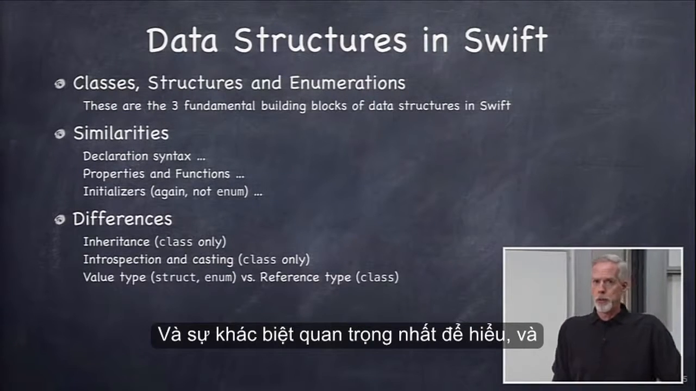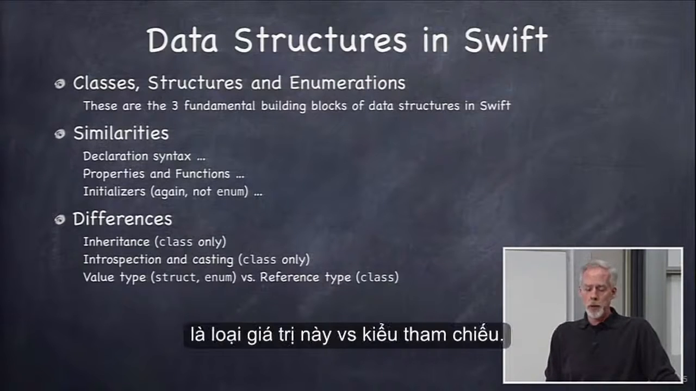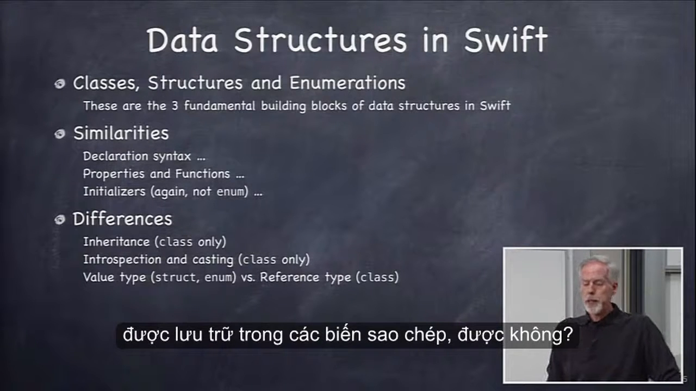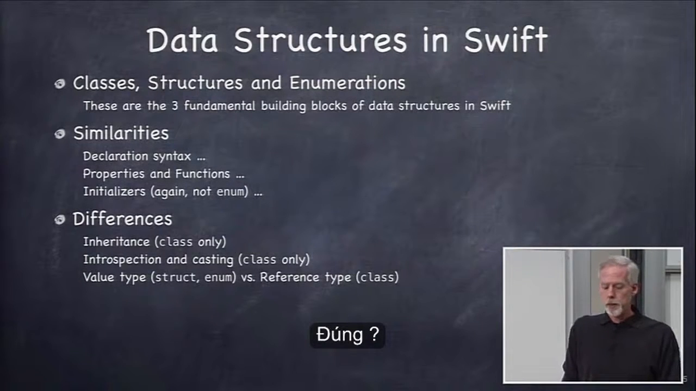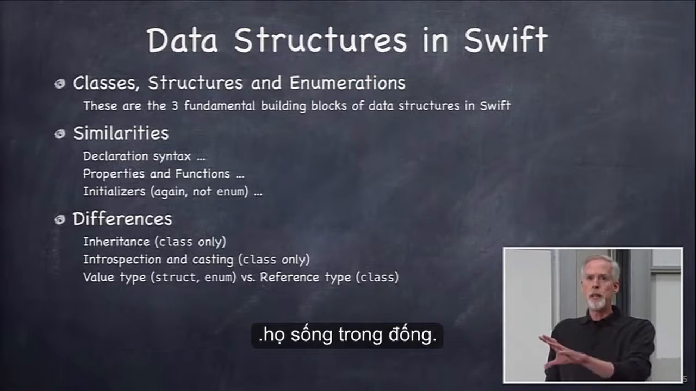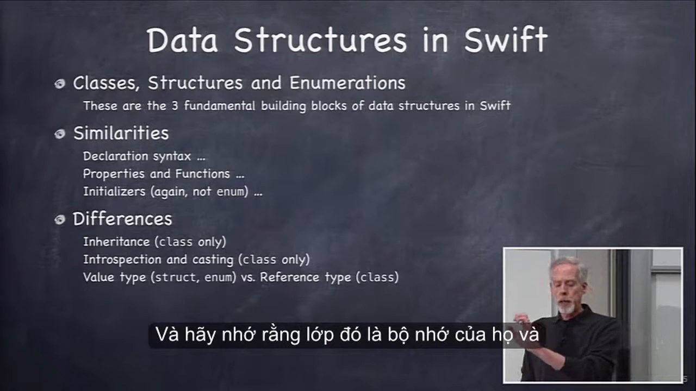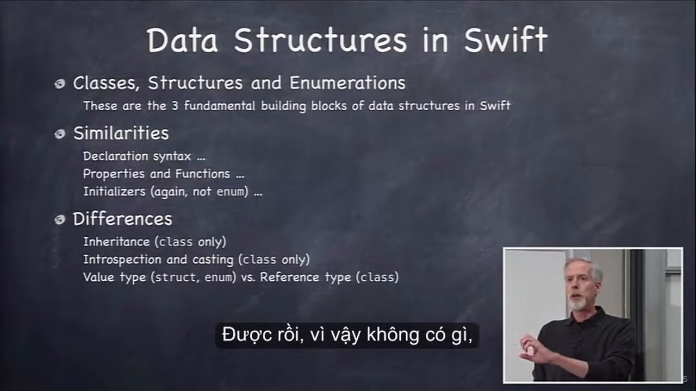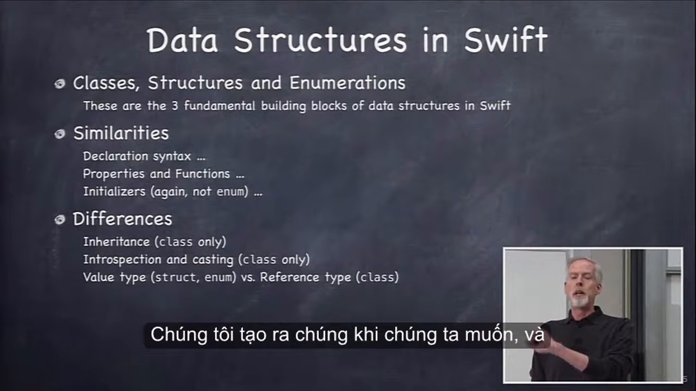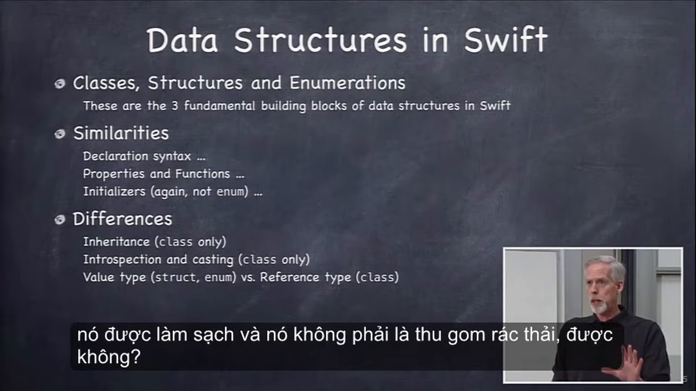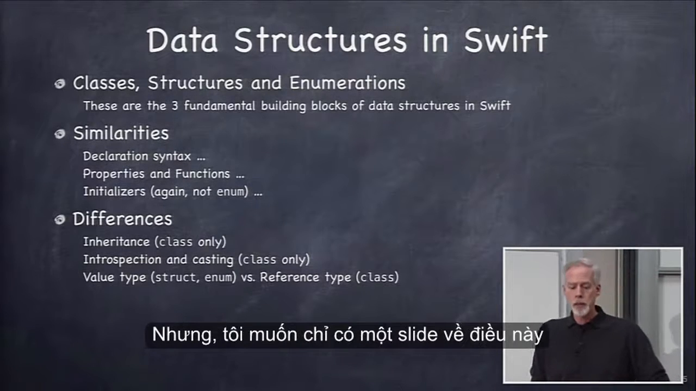only for classes. So none of this casting thing I'm going to talk about can you do for structs. And the most important difference to understand, and we really went over this in the demo, is this value type versus reference type. Structs and enums are passed around and stored in variables, copied, okay, and classes are reference types. In other words, we pass around pointers to them. They live in the heap. And remember that classes, their memory in the heap is managed for us. Okay, so we don't have to do anything. We create them when we want, and when no one's using it, it gets cleaned up. And it's not garbage collection, okay? It's reference counting, automatic reference counting.